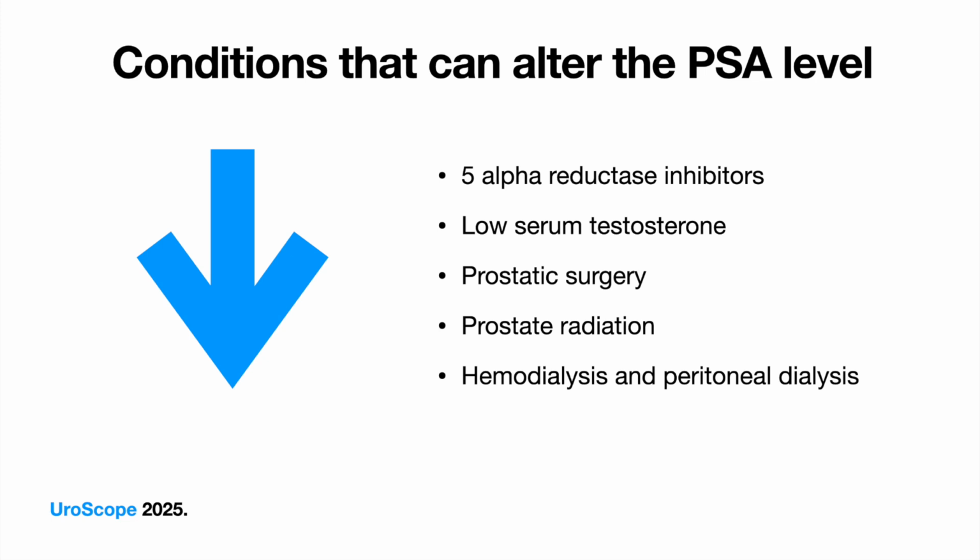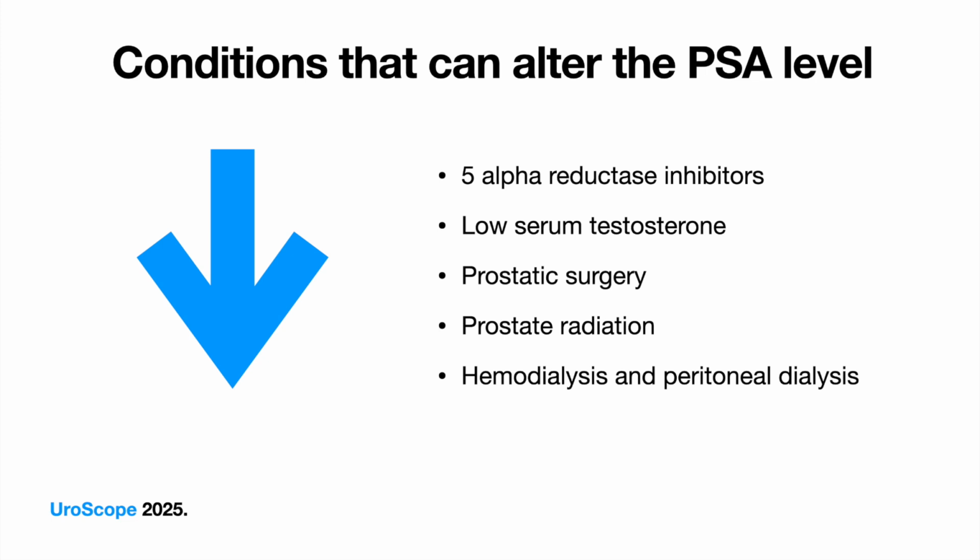This can occur due to conditions like hypogonadism, or as a result of testosterone-lowering treatments, such as LHRH agonists, or certain medications like ketoconazole. And let's not forget surgical and radiation-related changes. Prostate surgery, whether it involves removing or destroying part of the prostate, may initially cause a temporary rise in PSA due to trauma. However, with proper follow-up, PSA levels typically decline over time.